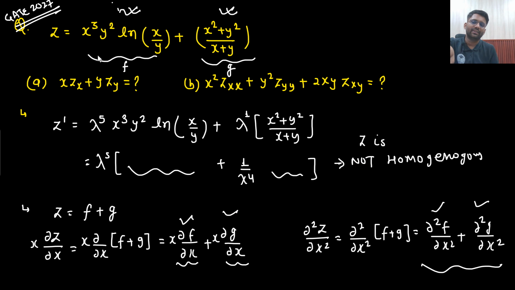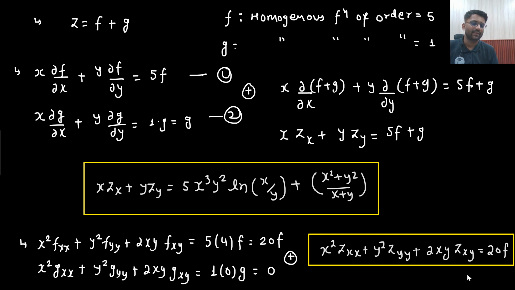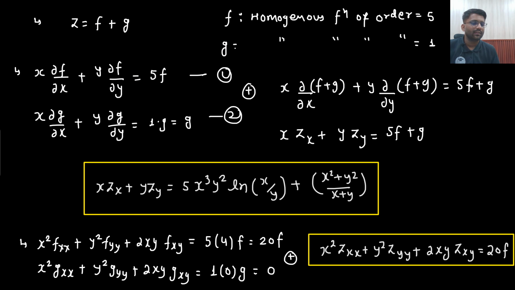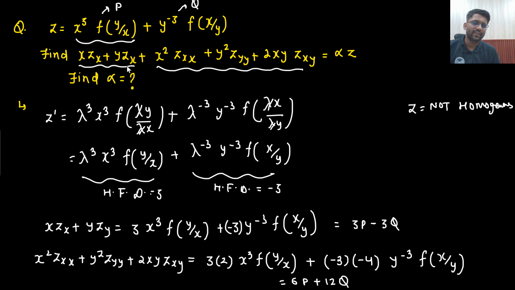Here what answer will I get? 3. Here, multiply with 1. Here 0. Then multiply with 6. So these are the answers you are getting. Here it was 5 actually, so 5 into 4, 20. And here 5, here 1. Similarly for this kind of question, here there is 3 and here there is minus 3, so 3p minus 3q. For the next one, I will get 6p plus 12q. Then add both of them: 9p plus 9q. 9 is common. Alpha is equal to 9.